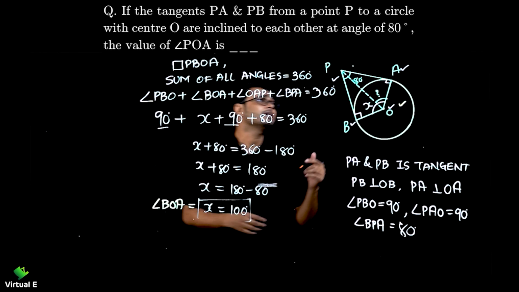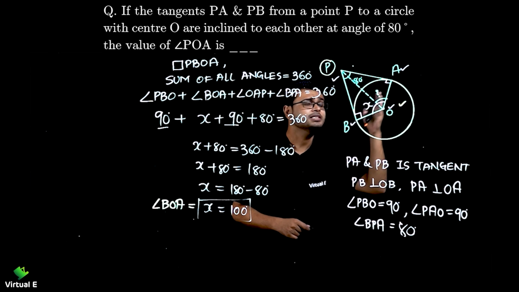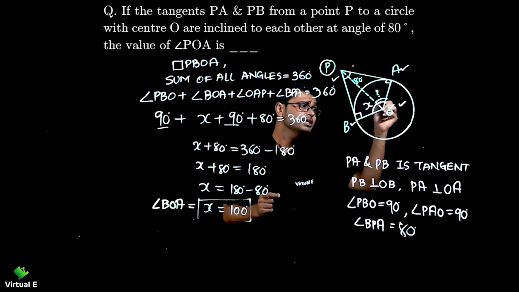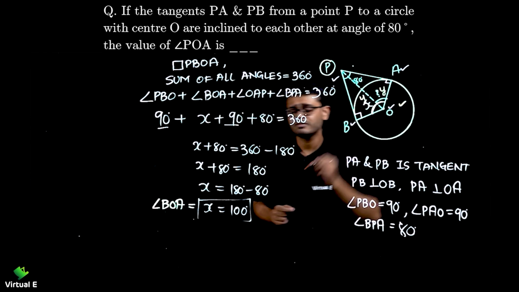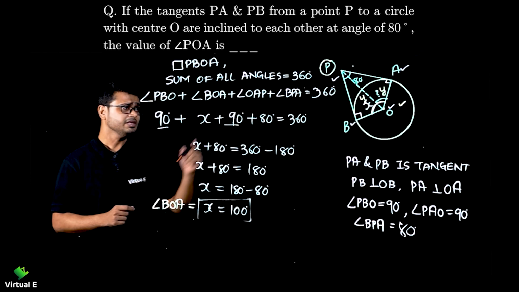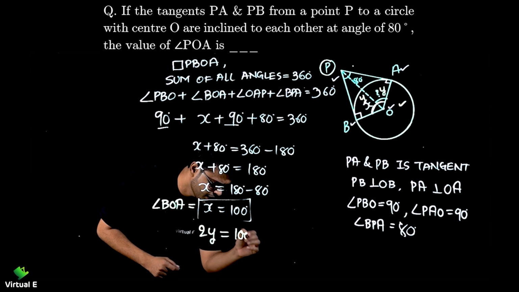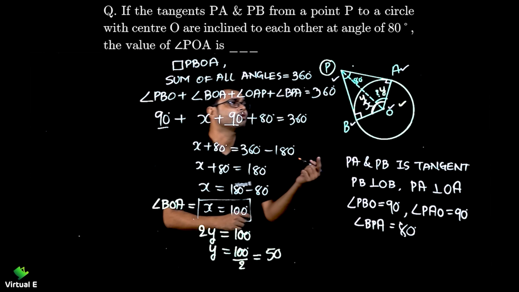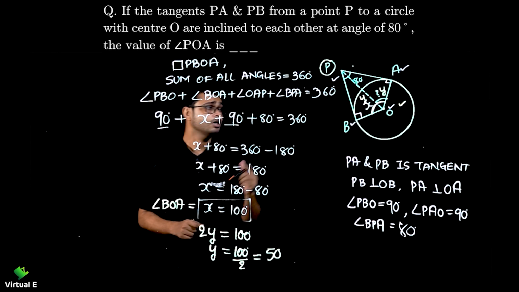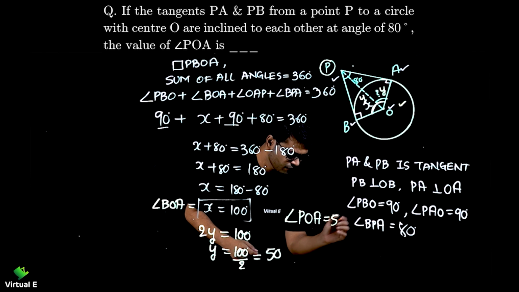Now remember, when we connect this point with the center, and if it is connected with the tangent, it will subtend equal angles. Means what? This angle will be y and this angle will also be y, right? So as they are equal angles, I can write that 2y is equal to 100 degrees. So y is equal to 100 degrees over 2, which is 50 degrees. So the angle that we want to find, which is POA, the value is what? 50 degrees. Angle POA is equal to 50 degrees.